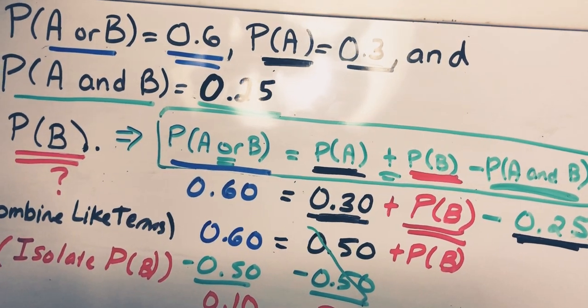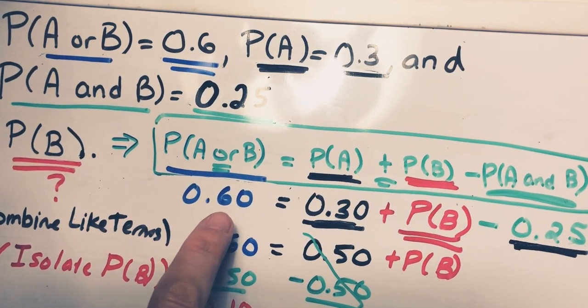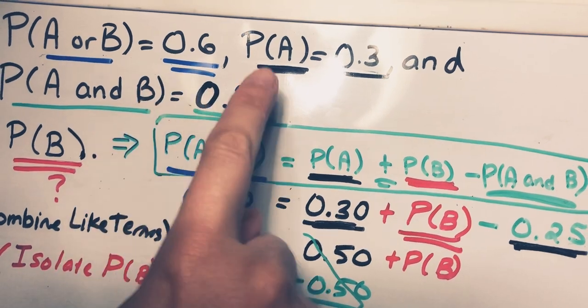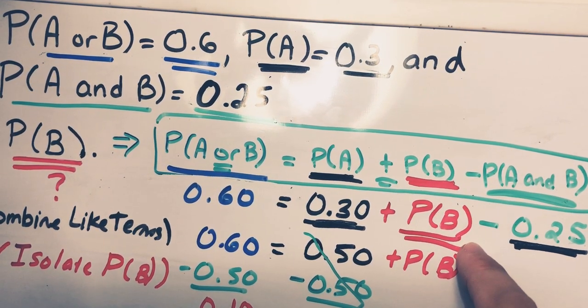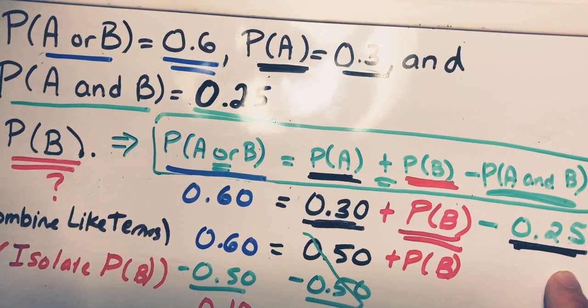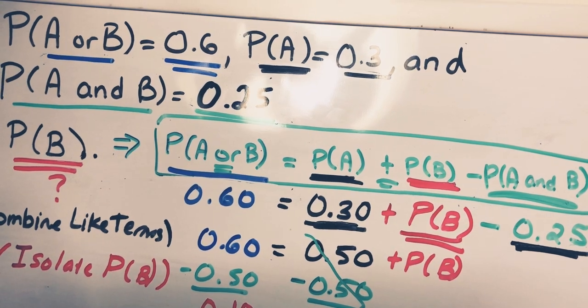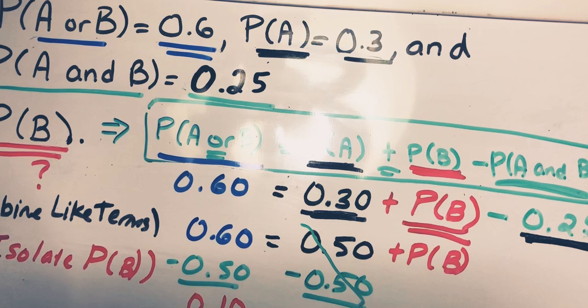So let's just go through our check here. If you're given that the probability of A or B is 0.6, we plug that in. It should equal the probability of A, which is 0.3, plus the probability of B, which we don't know, minus the probability of A and B, which we do know is 0.25. When we combine these two terms, oh, I see I made a little mistake. Did you see what I made? I was wondering what happened here because it didn't seem right.